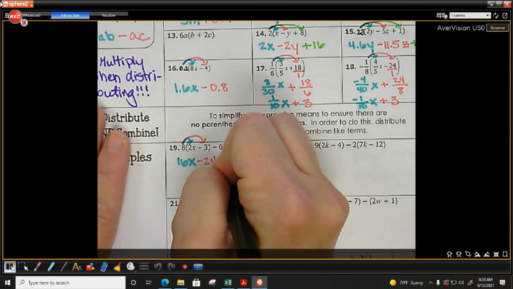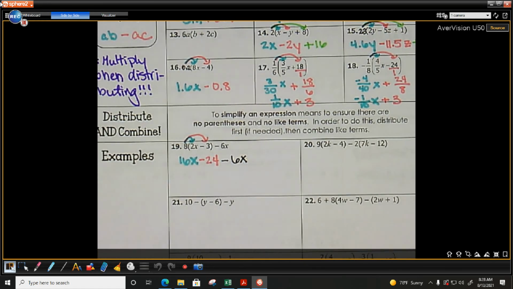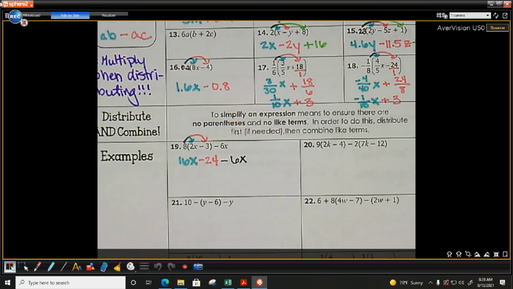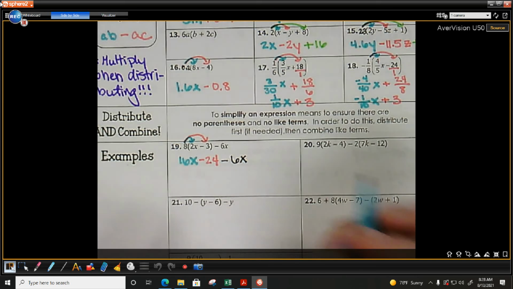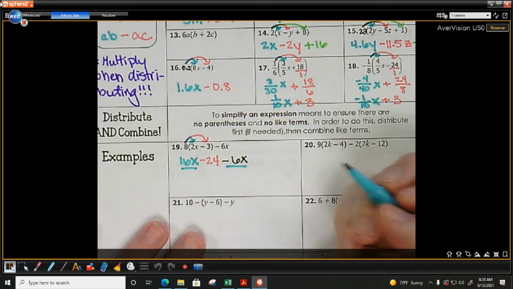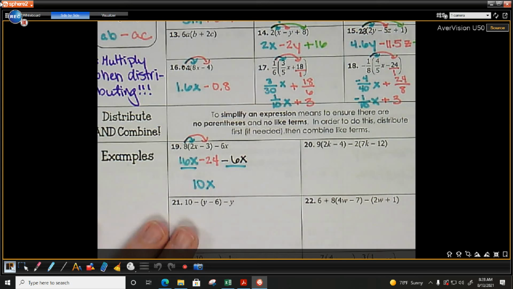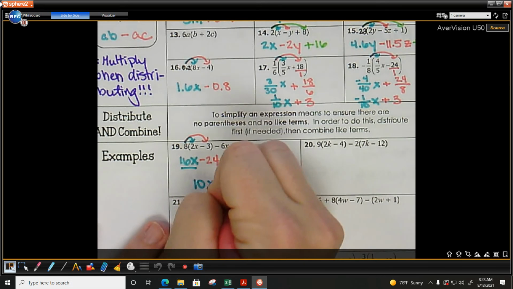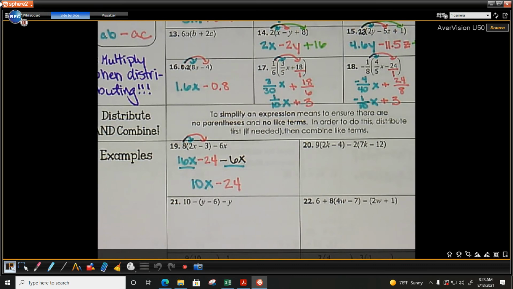Good job. Now do I have any like terms that I can add? Yes! Which ones? 16x and negative 6x. There we go. What's 16 minus 6? 10x minus 24. Good? So this is putting together what we just did with what we did at the beginning part of the notes. We good?